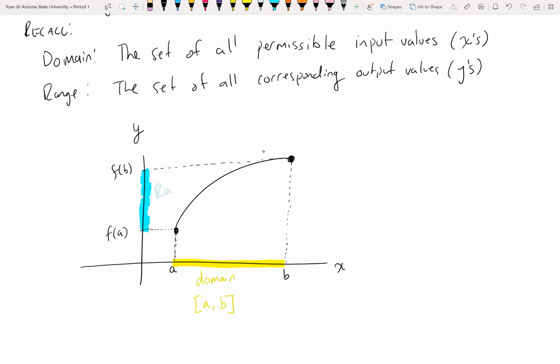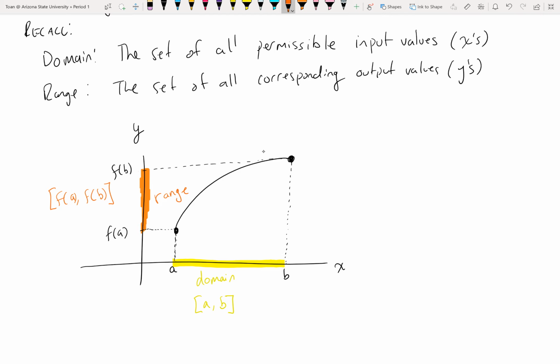Yeah, you guys can't really see that. Let's use this color here. Pink. This right here would be the range. Looks pink to me. And in this case, the range would be f of A, comma, f of B. So notice when you write the domain and range, it's always least to greatest. So for the domain, it's left to right. For the range, it's down and up.